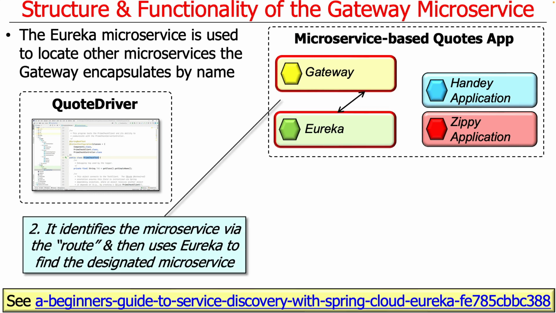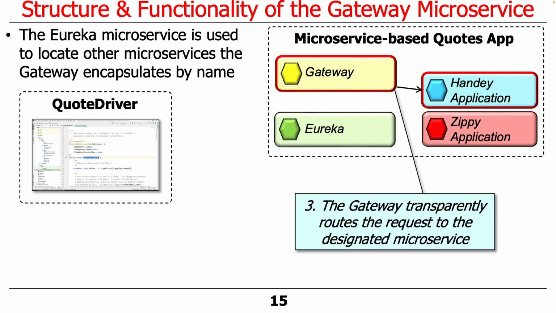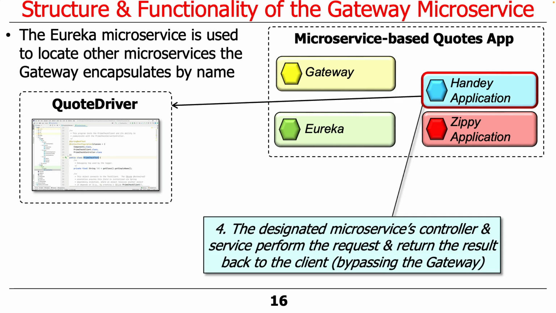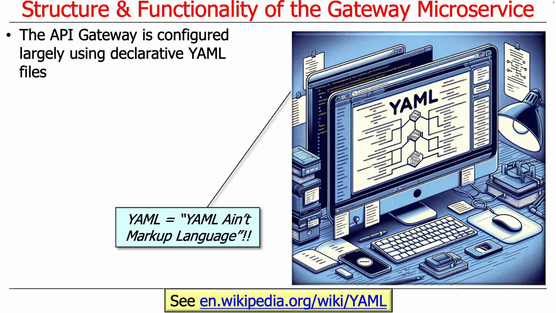And so at runtime, after this has all been configured, the gateway consults with Eureka, figures out where the actual applications are running, the microservices, and then it will transparently route the request to the designated microservice. And then the designated microservice's controller and service perform the request, and then they return the result back to the client, potentially bypassing the gateway. So that's basically what's happening in this model.